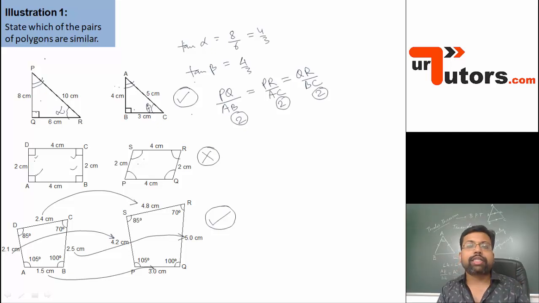I also said that in case of triangles, the truthfulness of one would imply the truthfulness of the second criterion. So if the corresponding angles of two triangles are equal, then automatically the corresponding sides will be proportional. And if the corresponding sides are proportional, then by default the corresponding angles would be equal. You need not prove both of them separately. Alright, now let's move to Thales theorem.